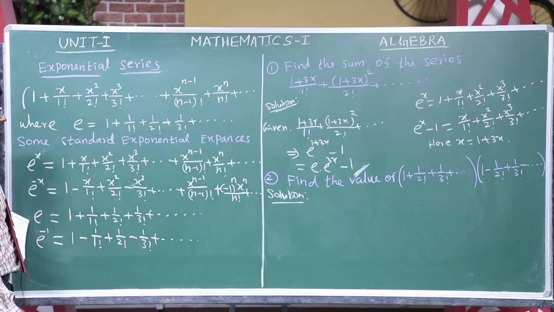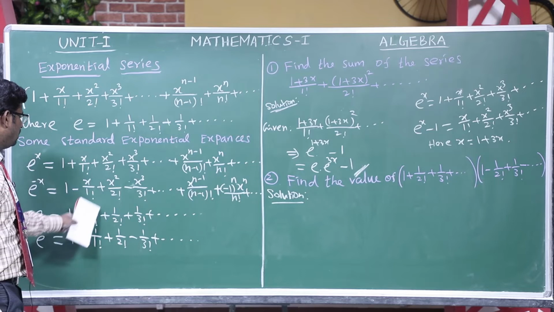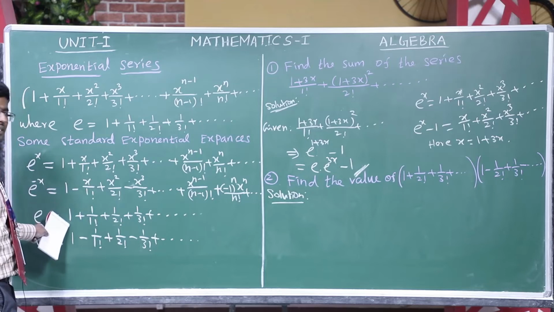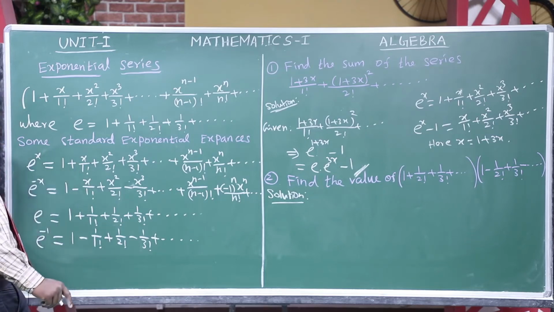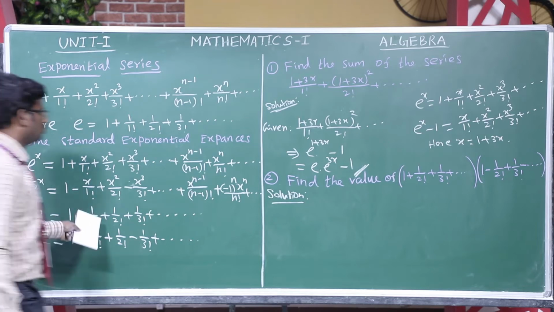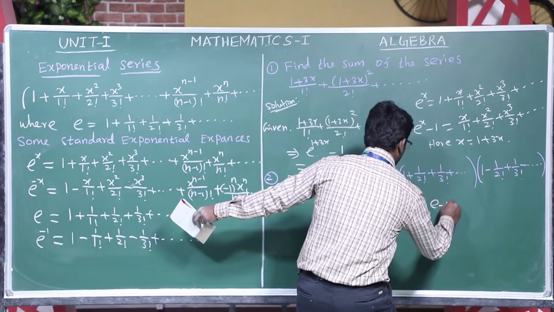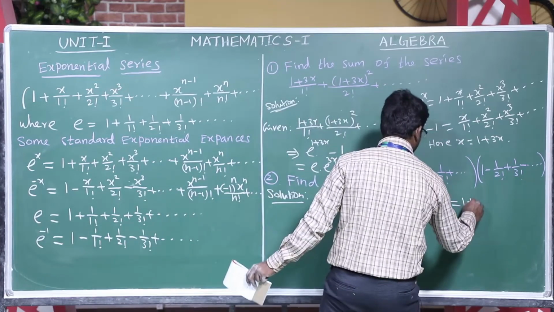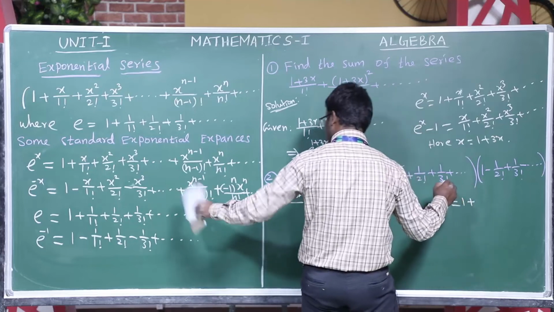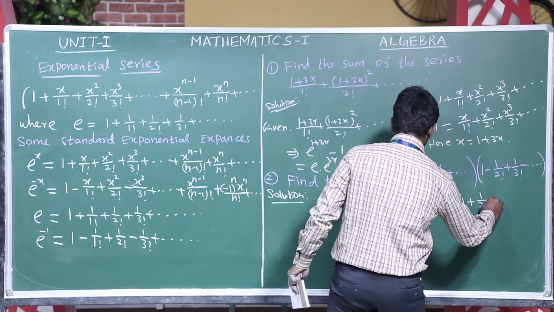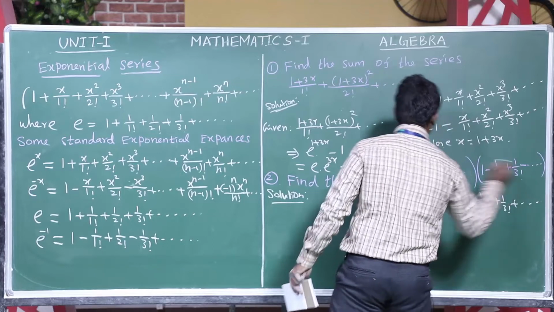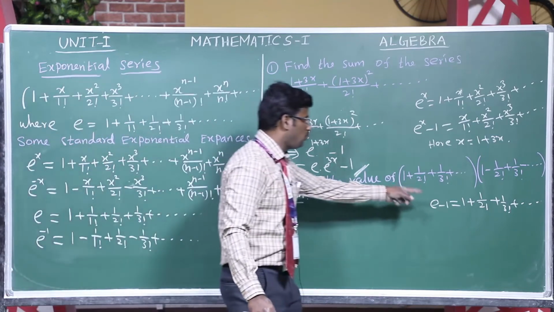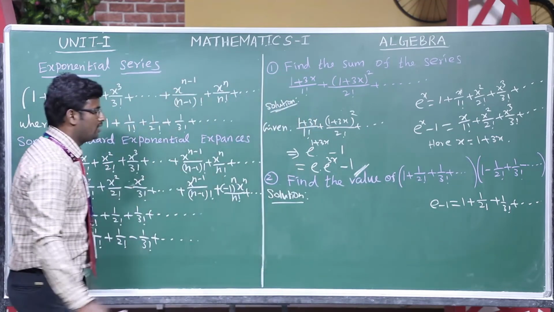We know that e is 1 plus 1 by 1 factorial plus 1 by 2 factorial plus 1 by 3 factorial. The extra 1 is available. So e minus 1 is equal to 1 by 1 factorial, which is 1, plus 1 by 2 factorial plus 1 by 3 factorial plus etc. Comparing to this, we get e minus 1 is equal to 1 plus 1 by 2 factorial plus 1 by 3 factorial plus up to etc.